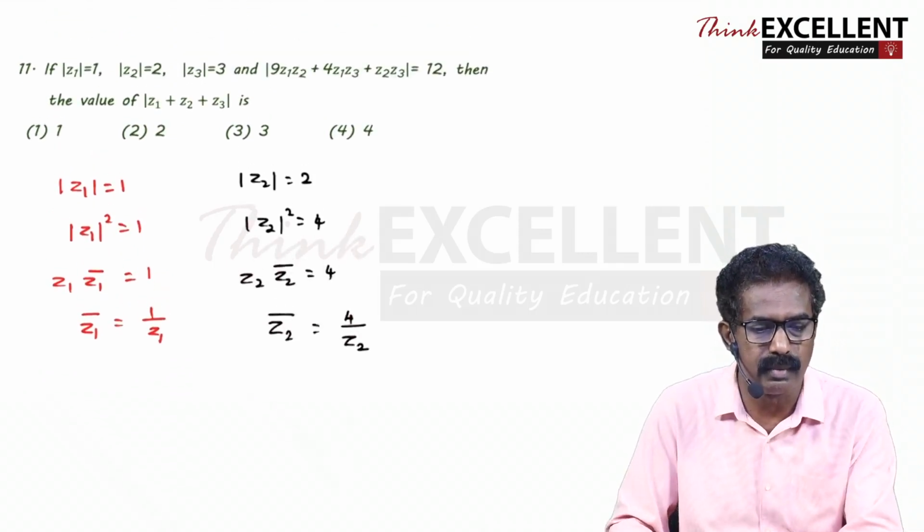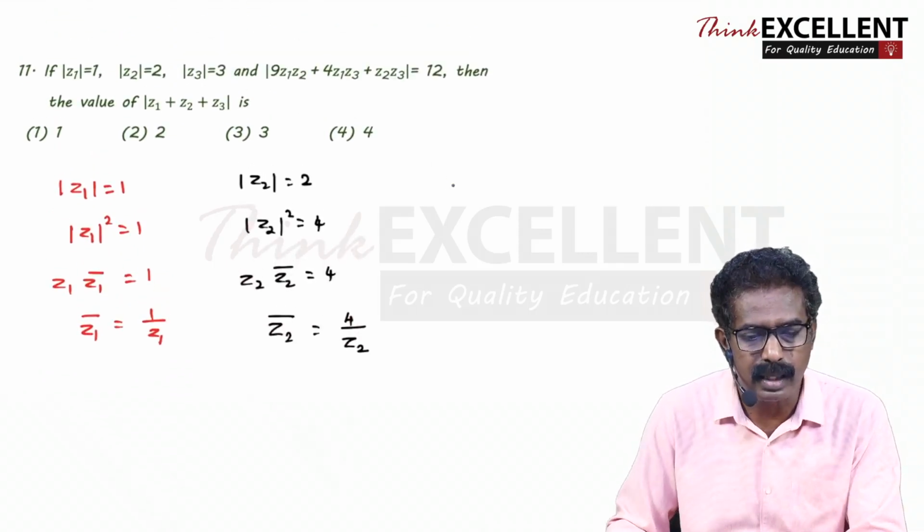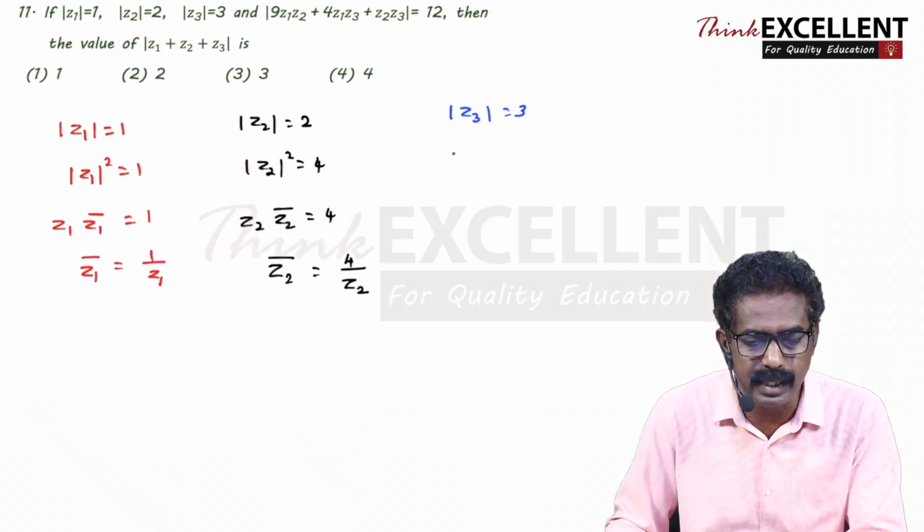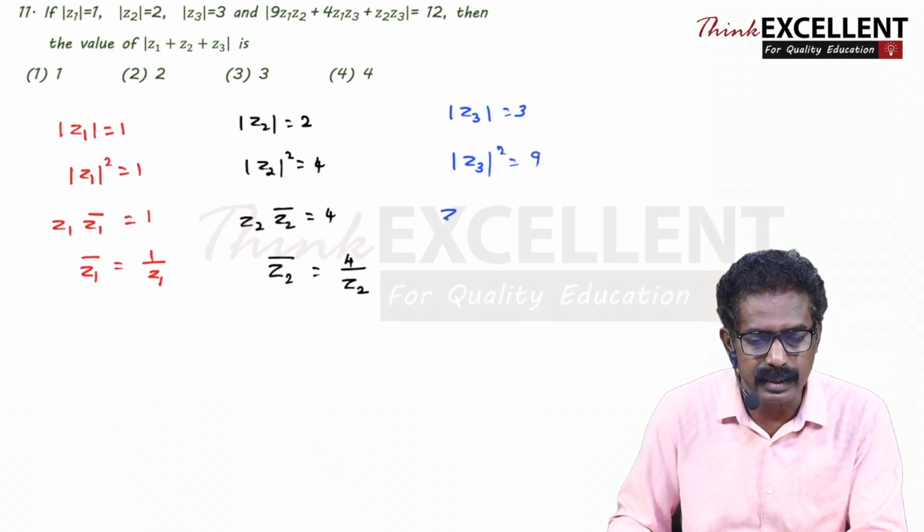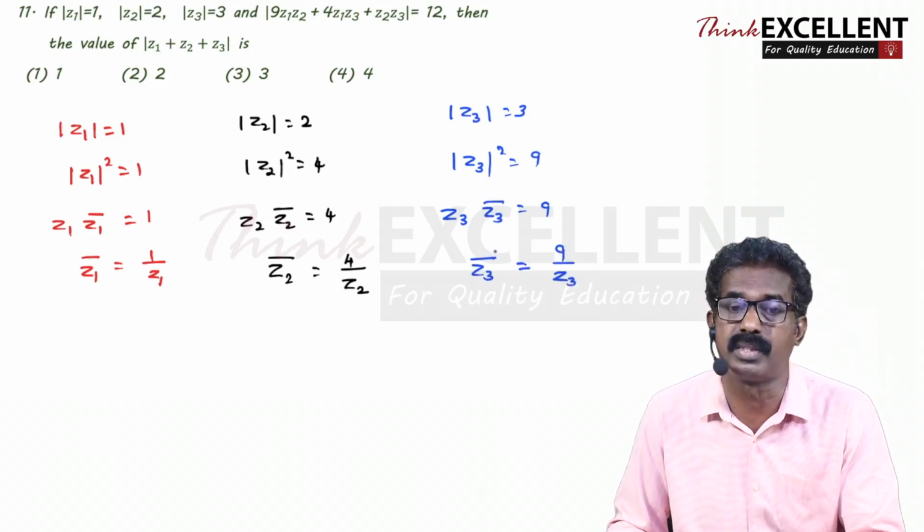Now take the third value. What's the third one? Modulus Z3 is 3. So square both sides, modulus Z3 square equal to 9. That is Z3 into Z3 bar is 9. So Z3 bar is equal to 9 by Z3. So find up to this first.